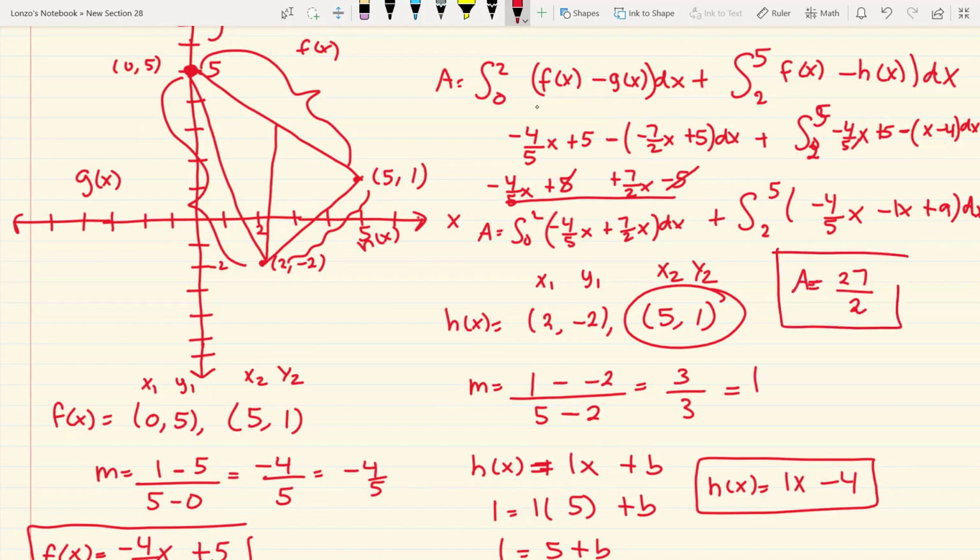Okay. Go ahead and try it. See if you do get 27/2. Go ahead and check your work. Okay, so that wraps it up for this section. It was a longer video, but yeah. So this is the area under our curves.